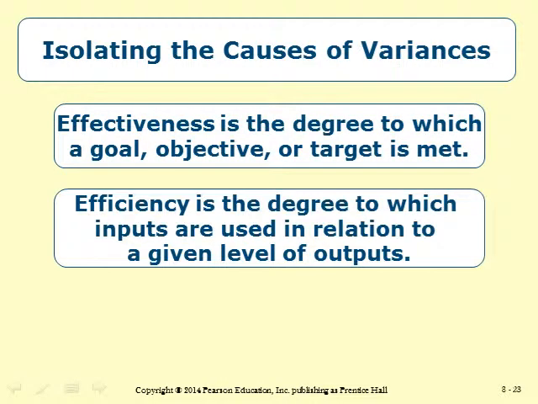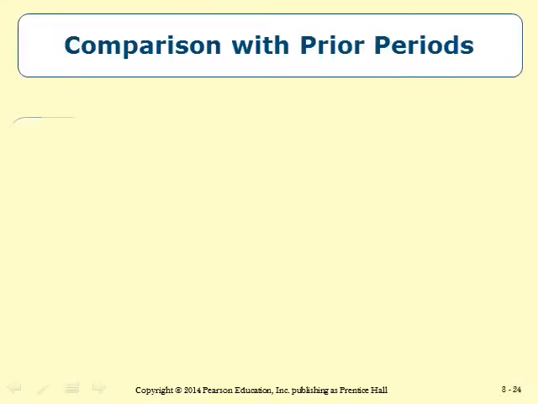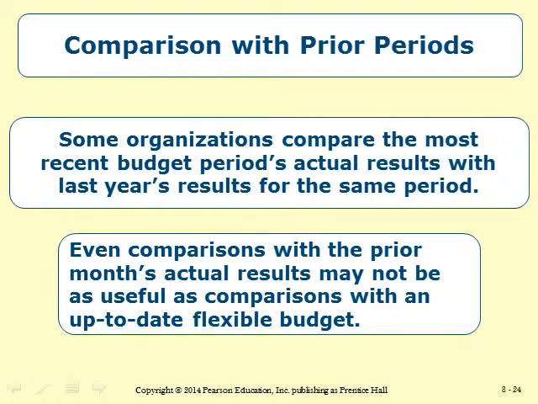When isolating performance, managers try to distinguish between effectiveness, that is the degree to which an organization meets an objective, and efficiency, that is the degree to which an organization minimizes the resources used to achieve an objective. Performance may be effective, efficient, both, or neither. Some organizations compare actual results with last year's results for the same period rather than using flexible budget benchmarks. These comparisons are not as useful as comparisons of actual outcomes with planned results.